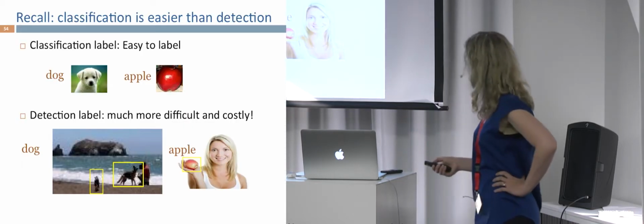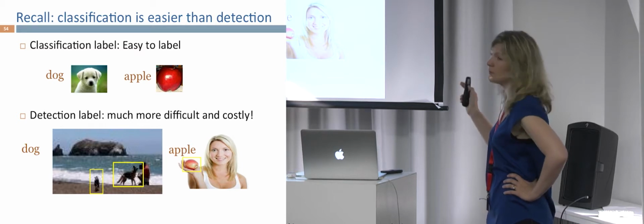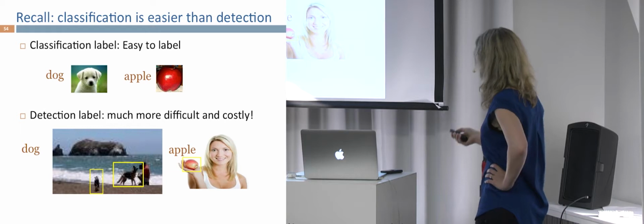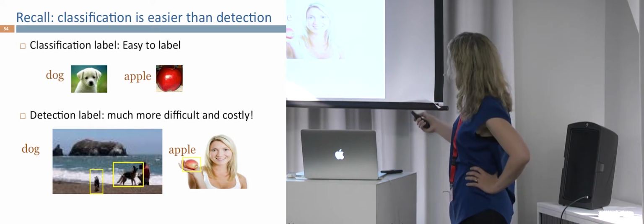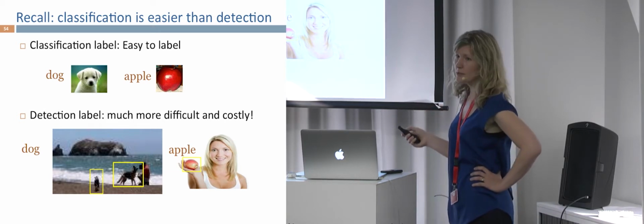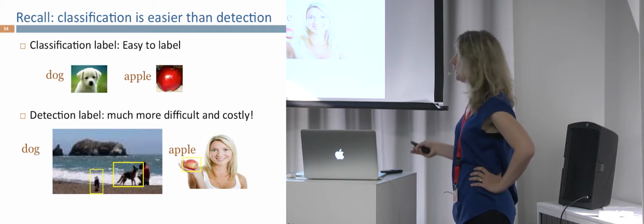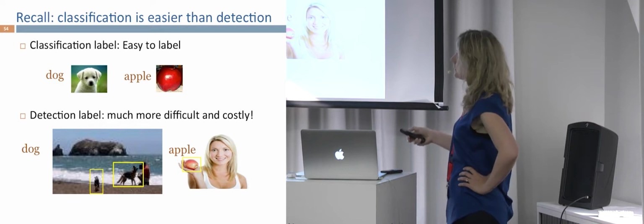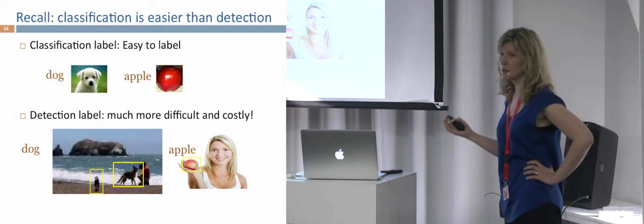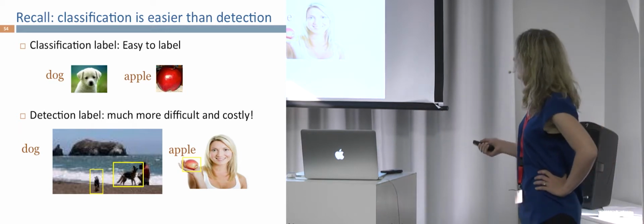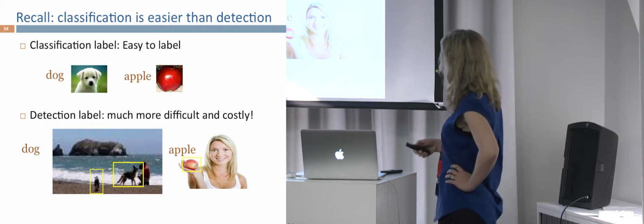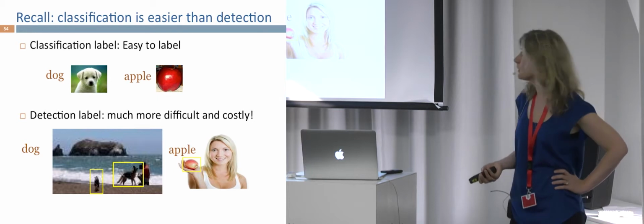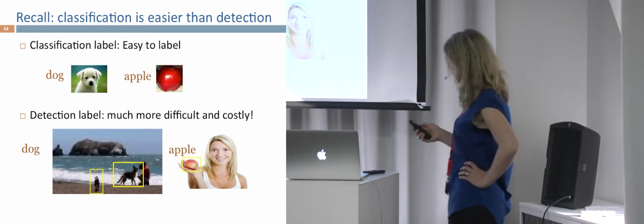And so again, we come back to this slide that I showed you before, just to remind you that labels like this are relatively easy to obtain, and in fact, in this ImageNet data set, we have labels like this for something like 20,000 different object categories. But these detection labels are much more costly, so we only have these bounding box labels for maybe 3,000 at most.